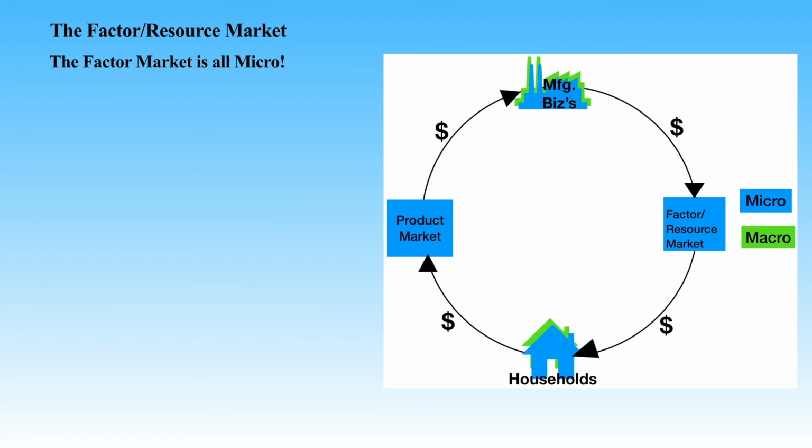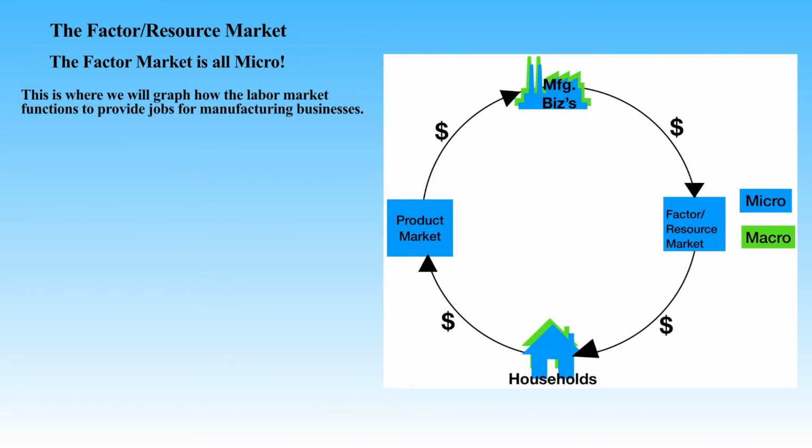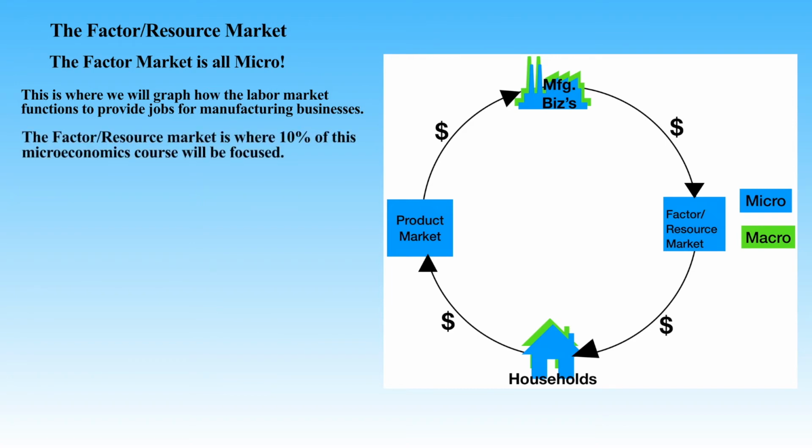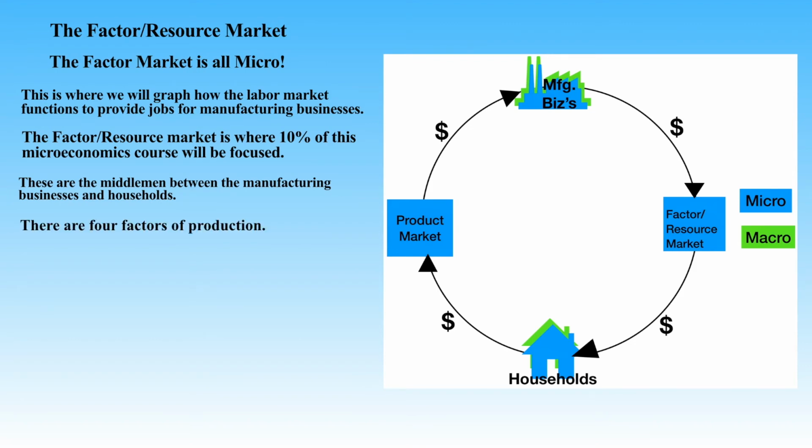On the other side of the circle, we witness the factor resource market. I call it these 2 names because varying textbooks refer to it differently. Some call it the factor market, some call it the resource market. This is all micro. This is where we will graph how the labor market functions to provide jobs for manufacturing businesses. The factor resource market is where 10% of this microeconomics course will be focused. These are the middlemen between the manufacturing businesses and households.